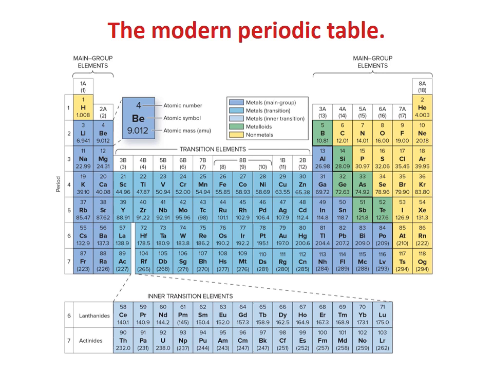In addition to groups, or the columns, the periodic table also contains rows called periods. Period 1, 2, 3 until 7. So hydrogen is at group 1 and period 1. Beryllium, period 2, group 3. Argon, period 3, group 8.